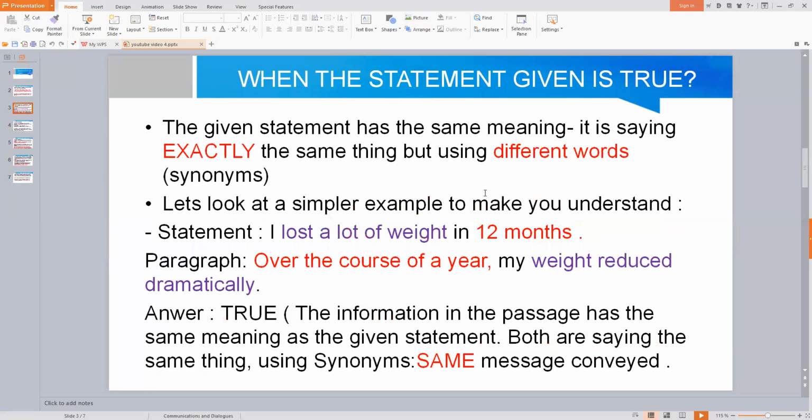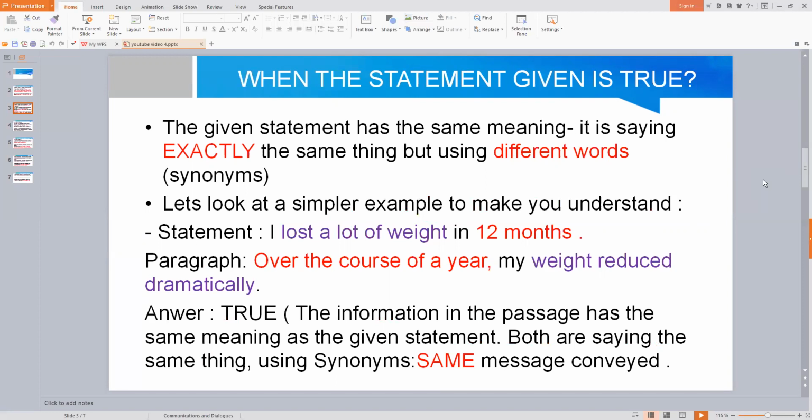As I stated before as well, the meaning should be the same. Let's look at an example, and I'm sure you'll understand. So if the statement given in the question paper is, I lost a lot of weight in 12 months. Okay, so we have to tell whether the statement is true, false, or not given, according to the information given in the passages. And in the passage, when we read, it's written something like, over the course of a year, my weight reduced dramatically.